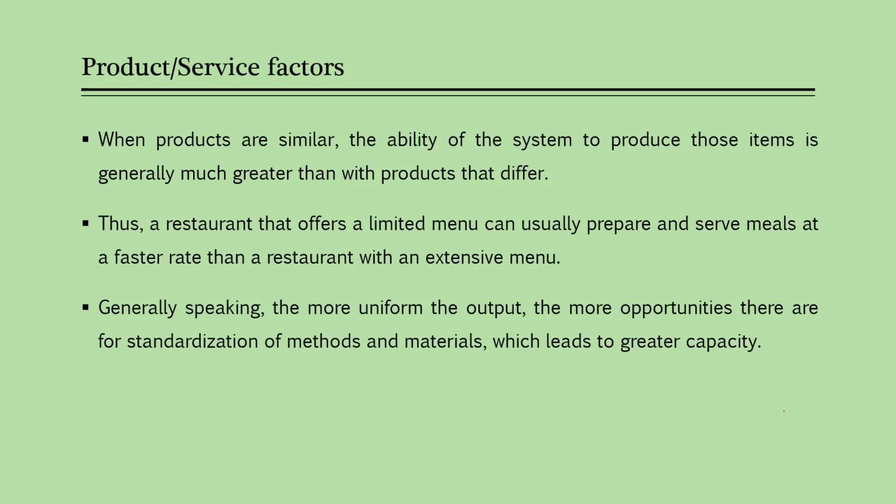Generally, the more uniform the output, the more opportunities there are for standardization. Right? So this will give a greater capacity. If we take McDonald's, you have different types of burgers. Depending on your requirement, they do the toppings, put the patty and deliver it. Since they have pre-made buns, it's much more convenient for them to deliver the product within a short span of time. As a result, the output also increases.